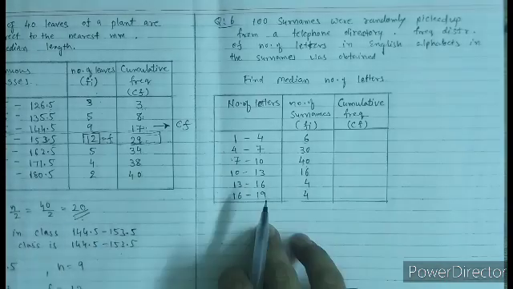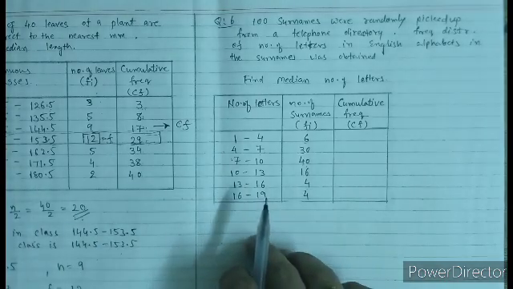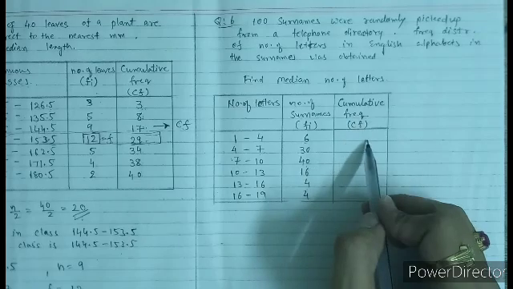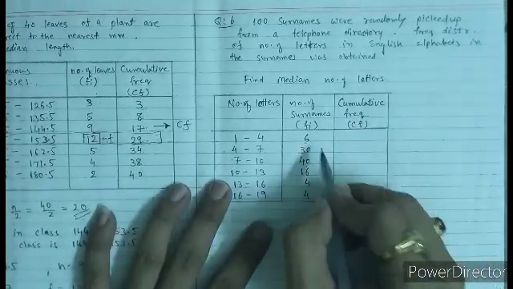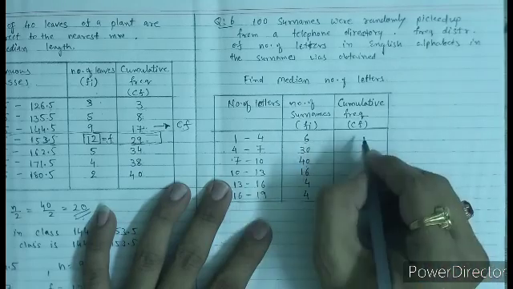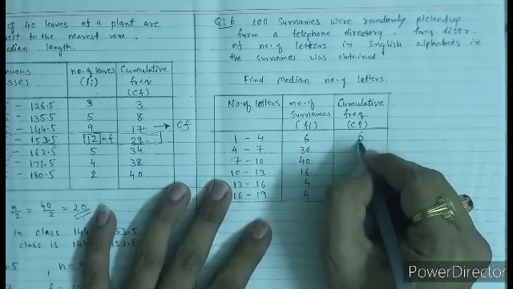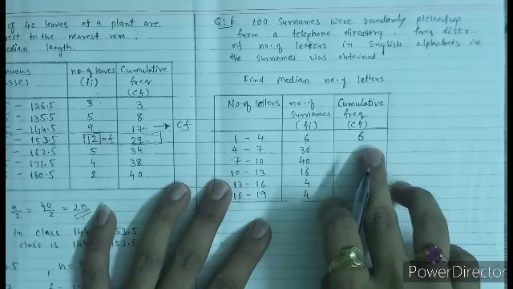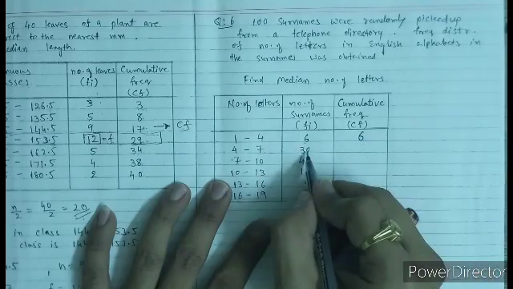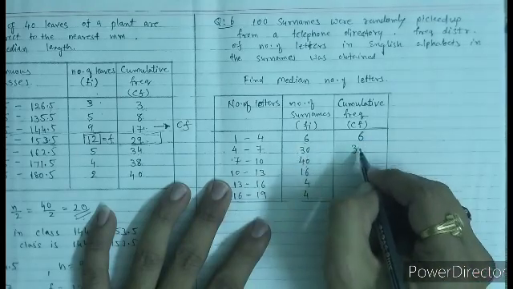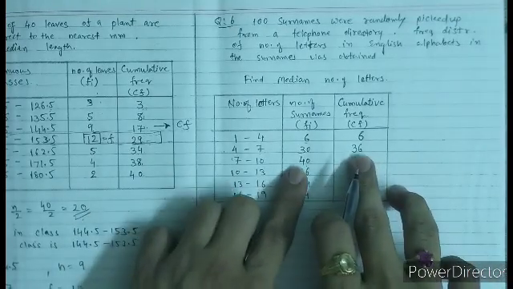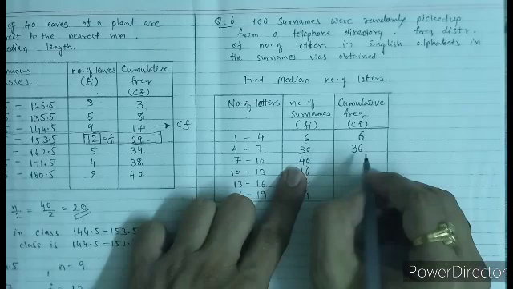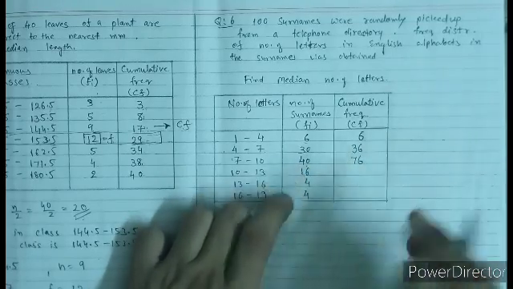This is the data. Now to find the median, first of all we have to get the cumulative frequency, CF. Let us see again how to find cumulative frequency. For class 1, cumulative frequency will be same, it is 6. Then for the next class, it will be 6 plus 30, that is 36. Then for the next class, it is 36 plus 40, it will be 76.